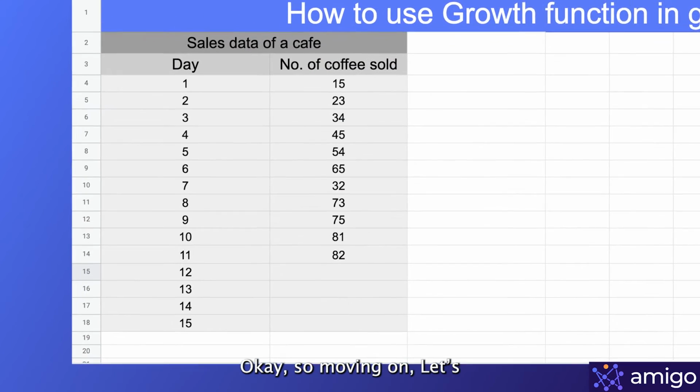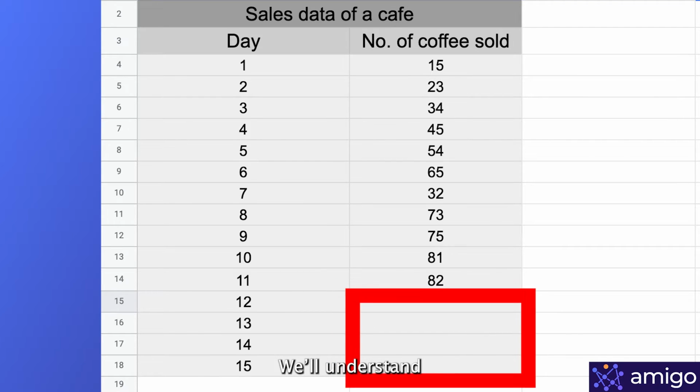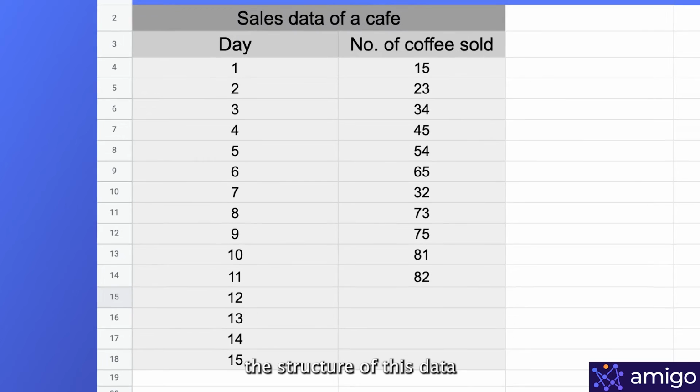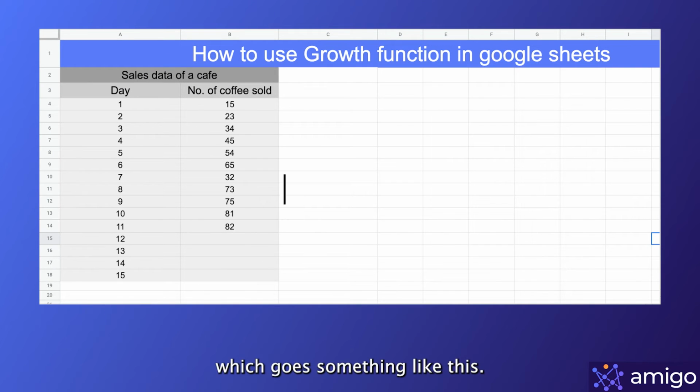Okay, so moving on, let's say we have the number of coffees sold by a cafe for 11 days and we want to predict the number of coffees they will sell in the next 4 days. We'll understand the structure of this data using the syntax of the GROWTH function, which goes something like this.